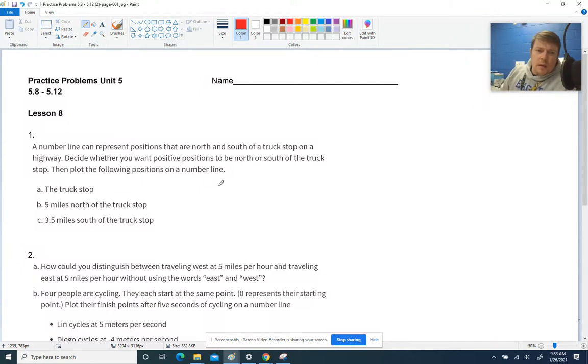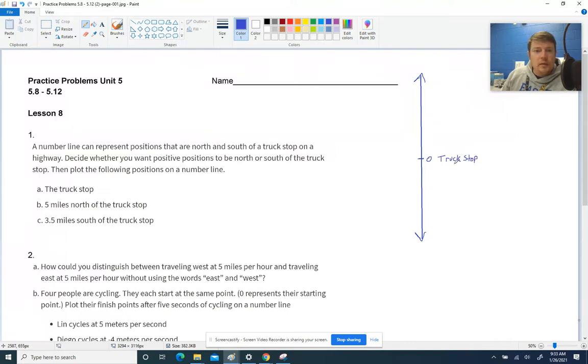The number line can represent positions that are north and south of a truck stop on a highway. So for this particular problem, since it's north and south, I'm going to draw a vertical number line to help walk myself through this one. North and south is up and down on a map. That makes sense. And it says decide whether you want positive positions to be north or south. I'm going to make positives to be north and negatives to be south of a truck stop. So here at 0, we have the truck stop on the highway.